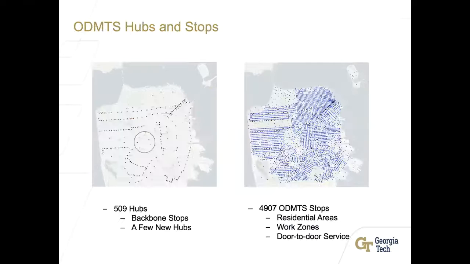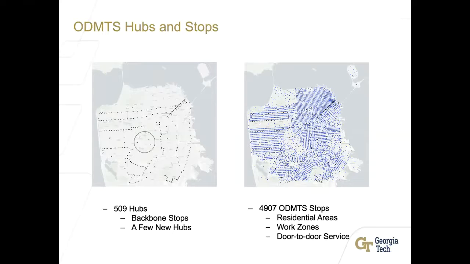If we want to actually test an ODMTS, we need to set up hubs and stops. Let me introduce hubs first. All the transfers happen at hubs. You transfer from a shuttle to a bus, you transfer between two buses, you transfer from a train to a shuttle. They all happen at hubs. In the city of San Francisco, we have more than 500 ODMTS hubs. Most of them are just backbone stops.